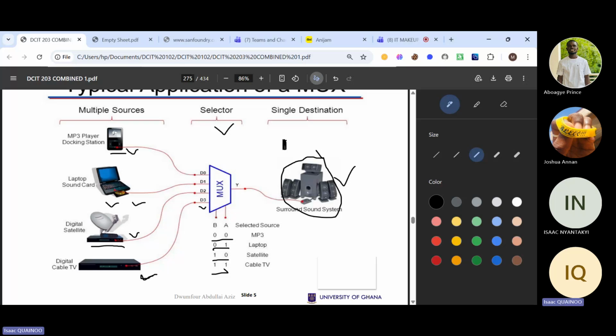A demultiplexer is the opposite of a multiplexer. We said that with a demultiplexer, you will have one input and many outputs.